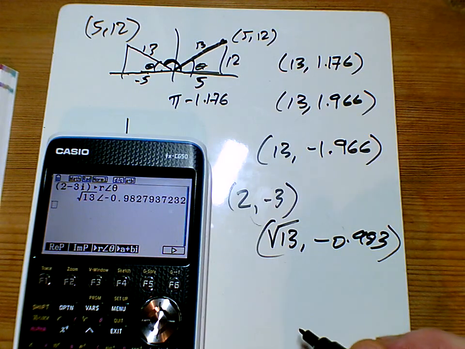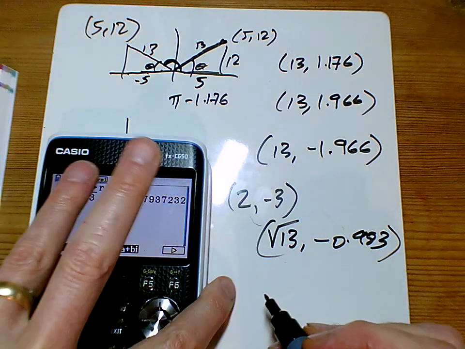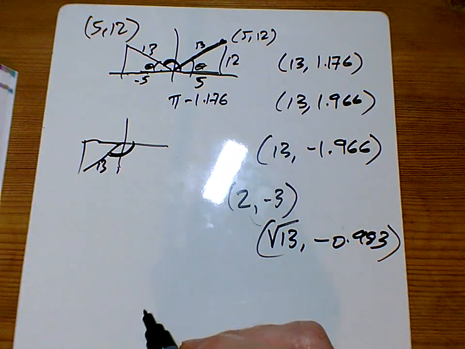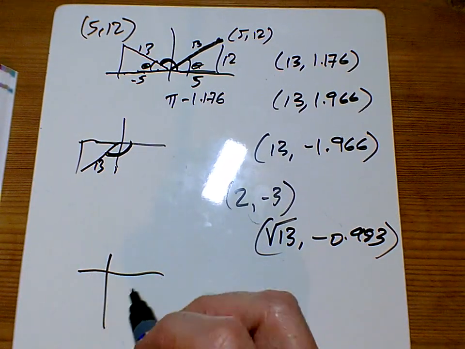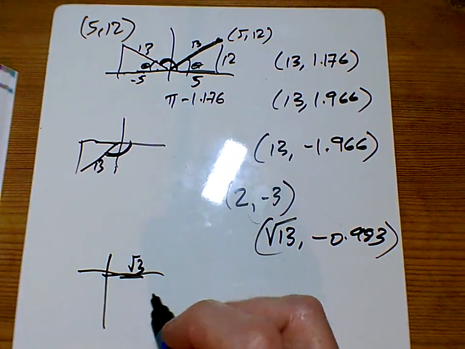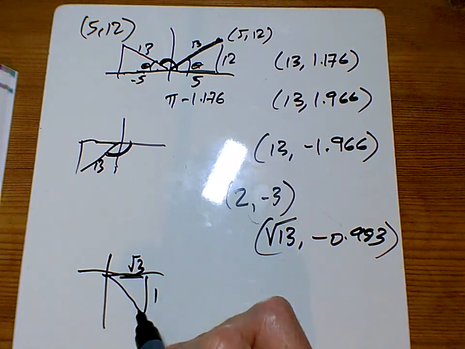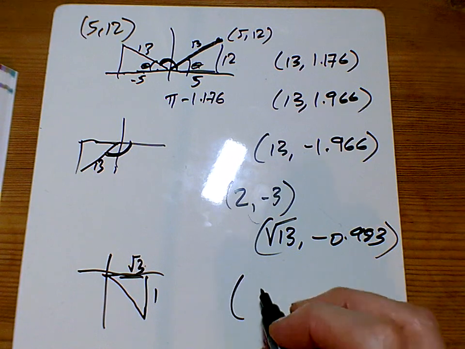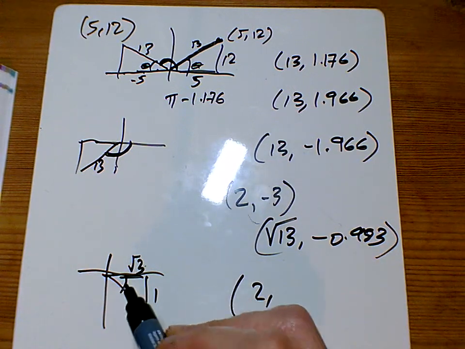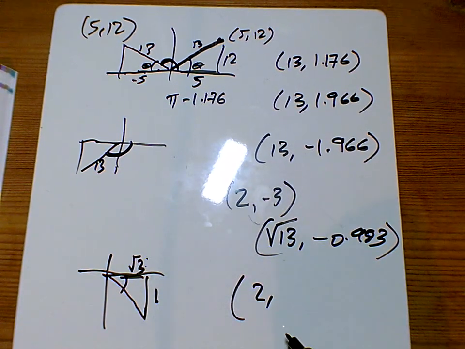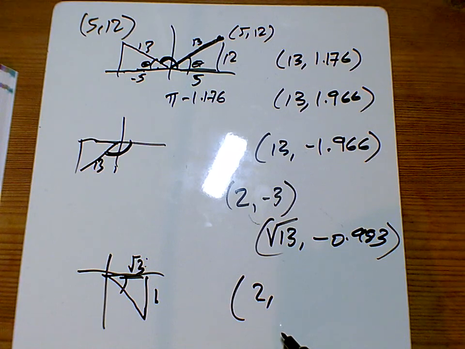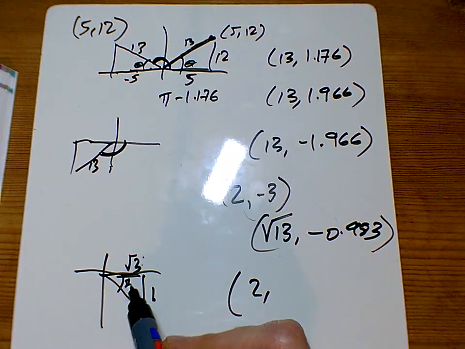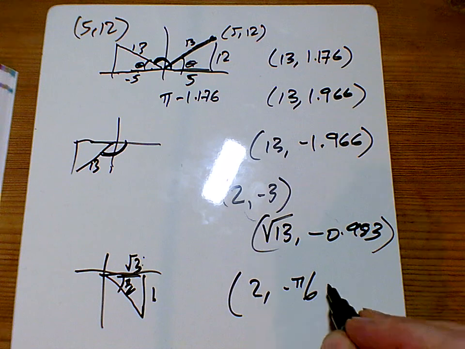And the last one here, we've got root 3 and minus 1. So root 3 and minus 1, we're going down there. So using Pythagoras, that's giving us 2 there, isn't it? And that angle there, we're doing the inverse tan of 1 over root 3. 1 over root 3 is pi over 6. So we've got minus pi over 6.